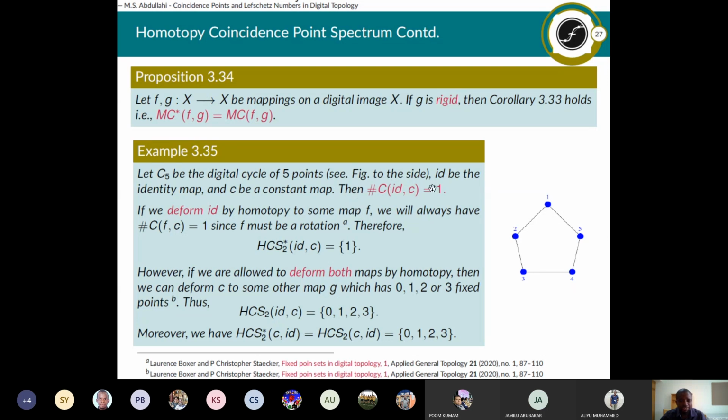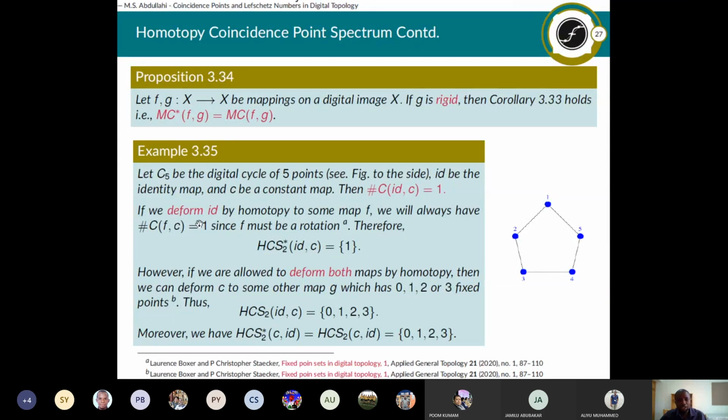And it happens that if we take the identity mapping and a constant mapping on this image, the number of elements in the coincidence set of the identity and the constant mapping will always be equal to 1. Because suppose this is the identity mapping, and I have another continuous function that maps everything to 1, then only one point will be fixed, and we end up having one element, and the cardinality will always be 1.